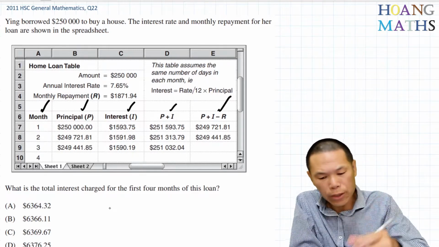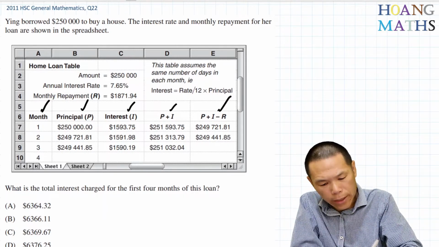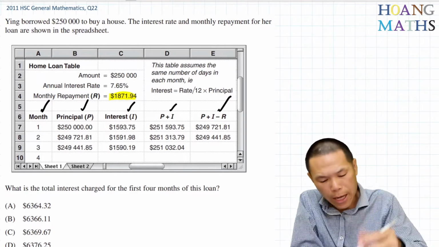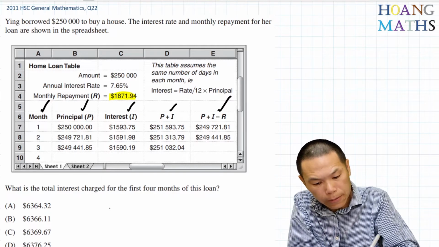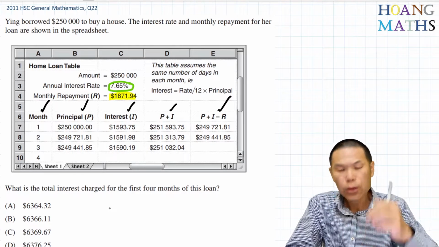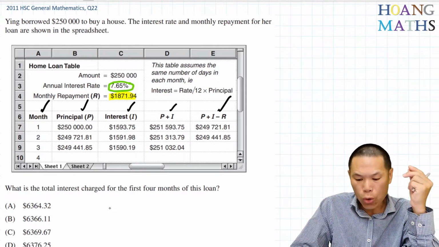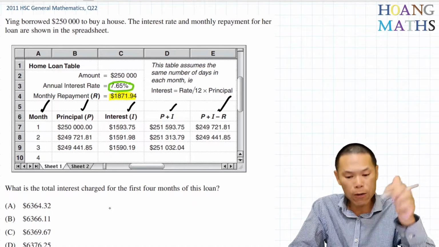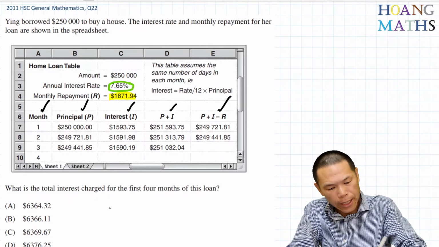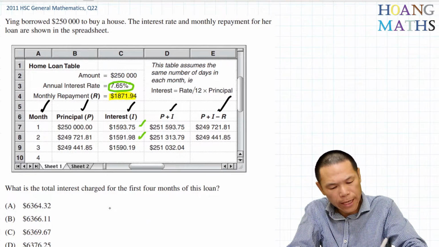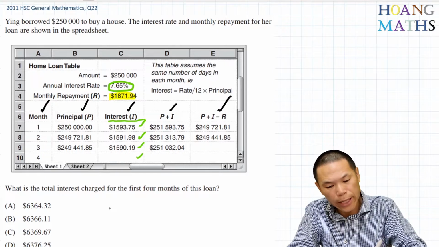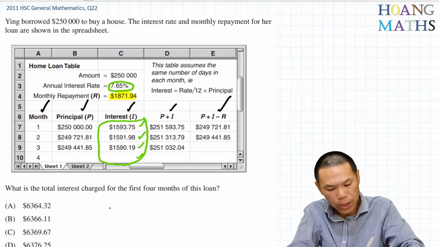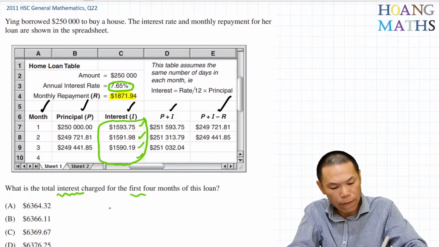So now we have a look at this. Here, she paid $1,871.94 every month, and the interest rate is 7.65%. So the question is, what is the total interest charge for the first 4 months of this loan? To work it out, we just need to add this first month, second month, third, and fourth. We just need to add this column. That will give us the answer because we just need to work out the interest for the first 4 months.